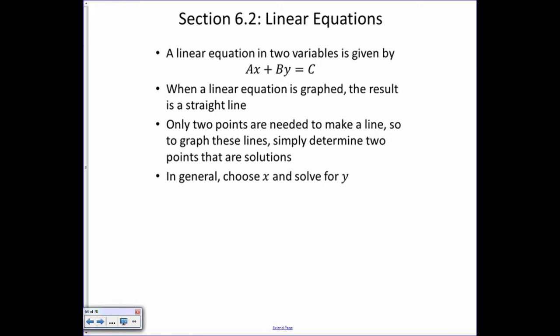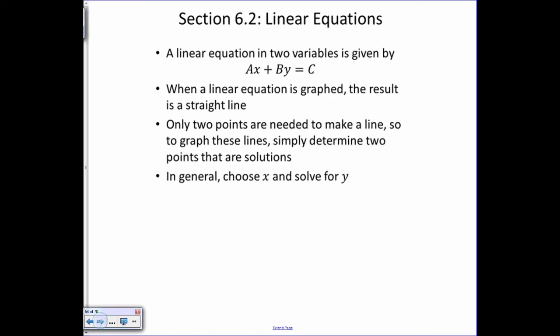So a linear equation in two variables is given by ax plus by is equal to c. When a linear equation is graphed, the result is a straight line. Now, it only takes 2 points to make a line. So to graph these lines, simply determine 2 points that are solutions. And in general, the best way to do this is to choose an x value and just solve for y.